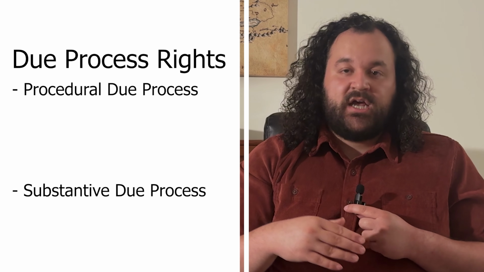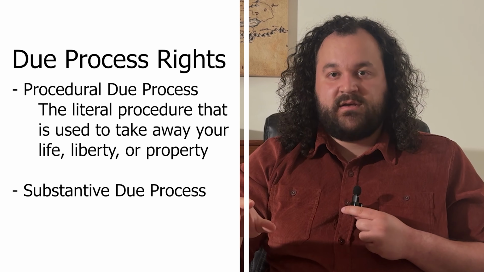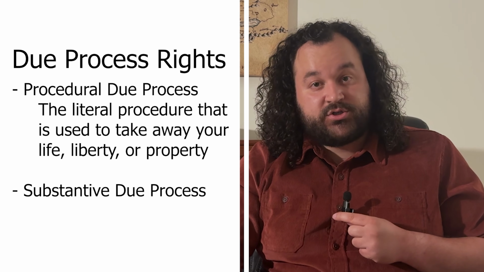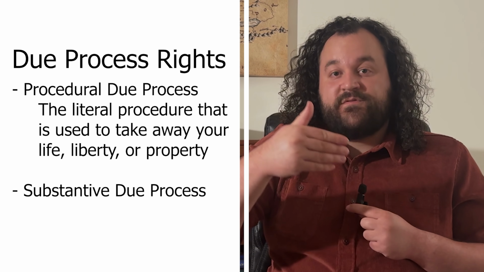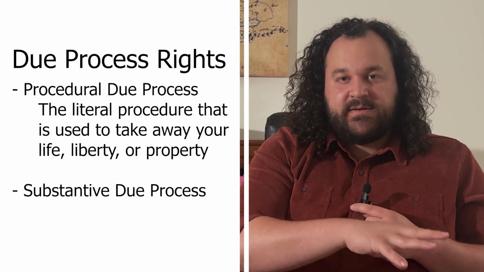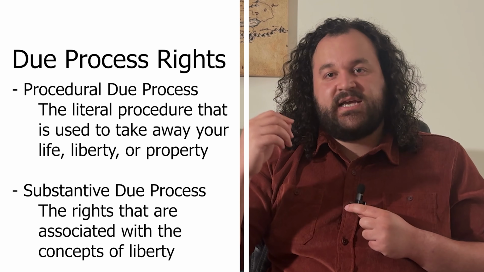To better understand what Justice Thomas is saying, let's very quickly explain what substantive due process rights are. So there's two different due process rights. There's substantive due process rights and procedural due process rights. Procedural due process rights refer to the literal procedure that is used to take away your life, liberty, or property. Did you get to try your case before an impartial jury? Did you have adequate counsel for your defense? Was the trial itself fair? Stuff like that. Substantive due process rights refer to any right that is protected by the concepts of liberty and freedom.